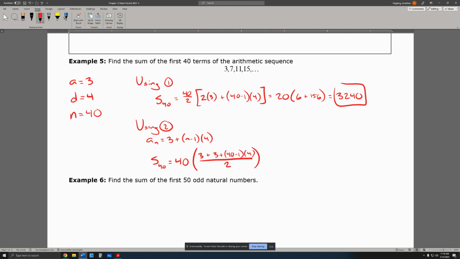Okay? So this is equal to 40 times, in our numerator, 40 minus 1 is 39 times 4, and then plus 6 is equal to 162. That's all over 2. So this is equal to 40 times 81, which is 3,240. All right, so we can see that we get the same answer either way.